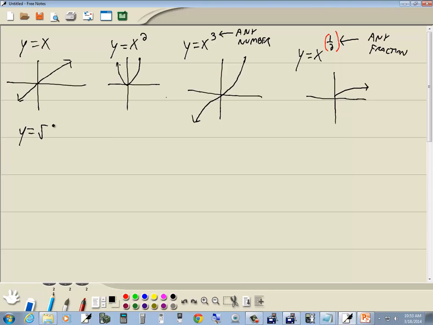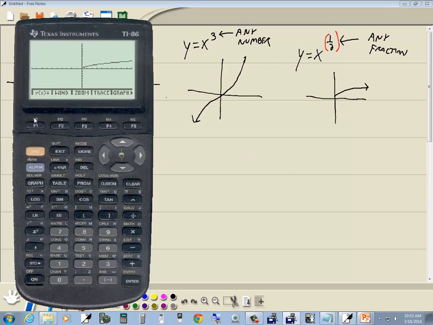Now the next one we're going to take a look at is y is equal to square root of x. Again, I press my F1 to get the y equals. Press clear. Now some things are on a button, some things are above a button. You see the x squared button down here. Above it is a square root symbol. So to get to that, we'll press our second button and then the x squared. And then it puts a square root symbol on there.